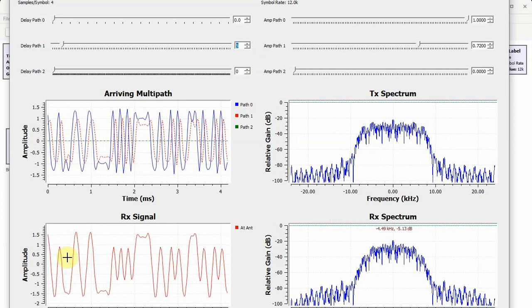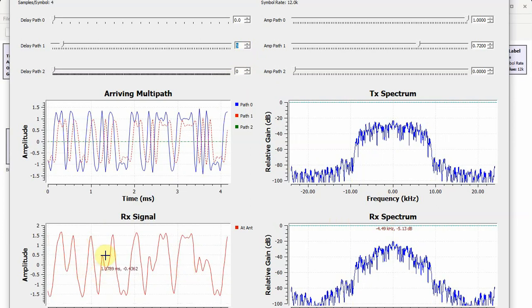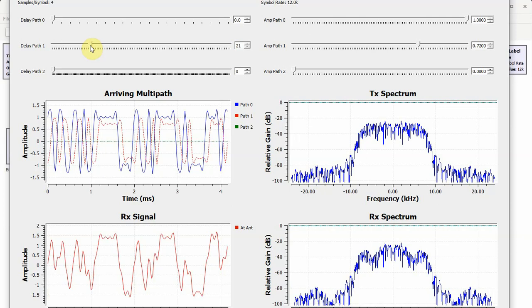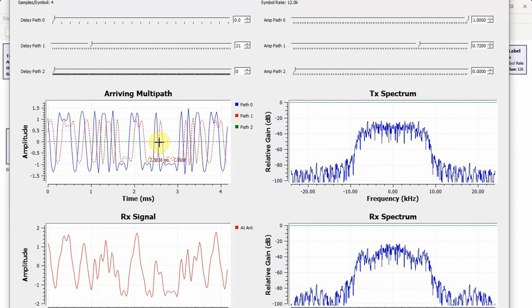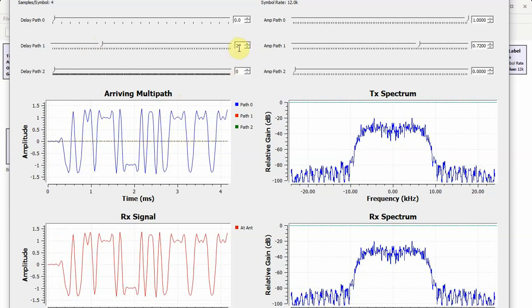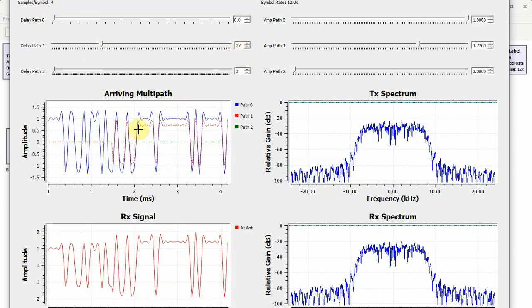And after that, this is a clearly distorted waveform. And the important point is that lots of intersymbol interference is visible here. Why? Because a delay of 27 implies that one symbol, with 4 samples per symbol, will be interfering into the 6th or 7th further.